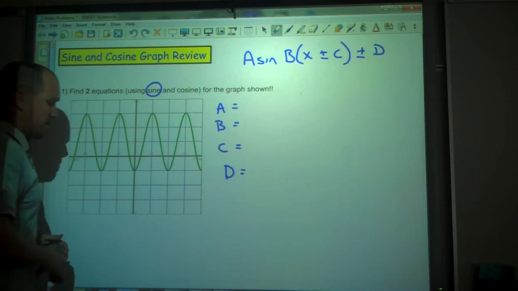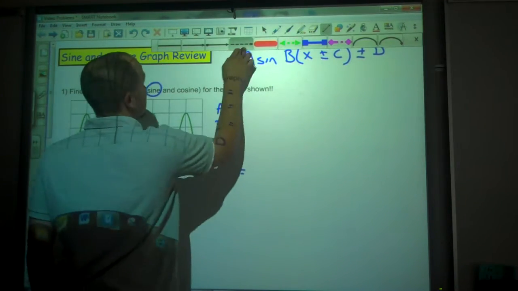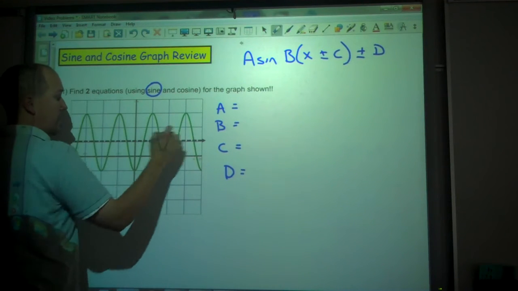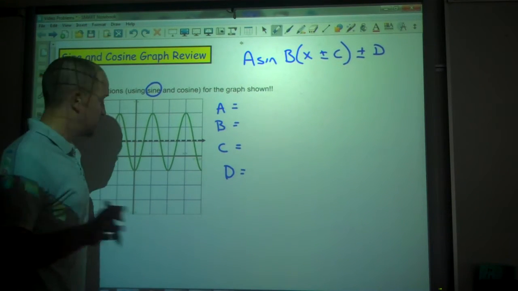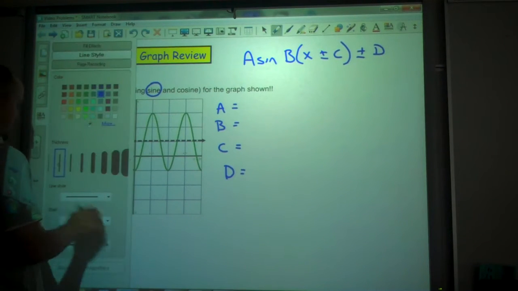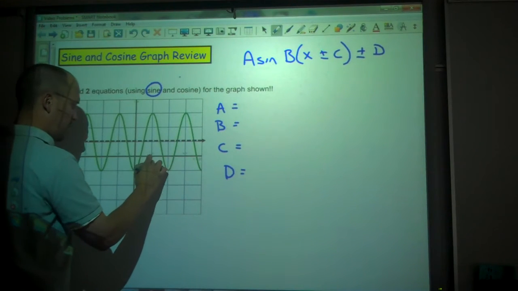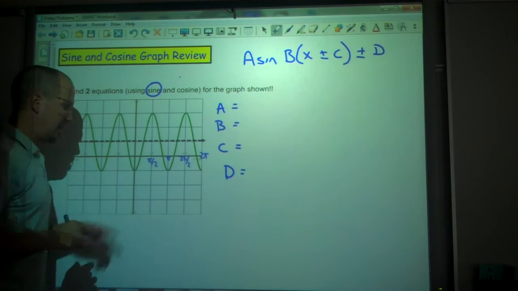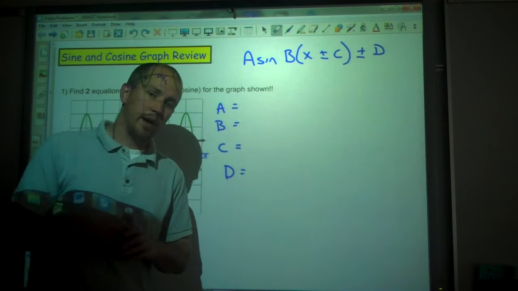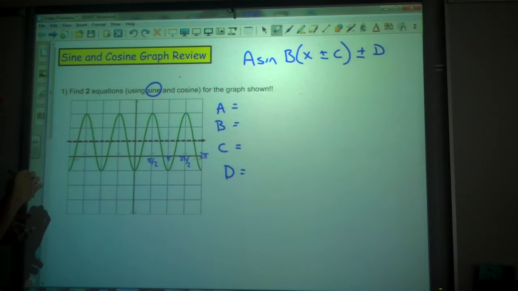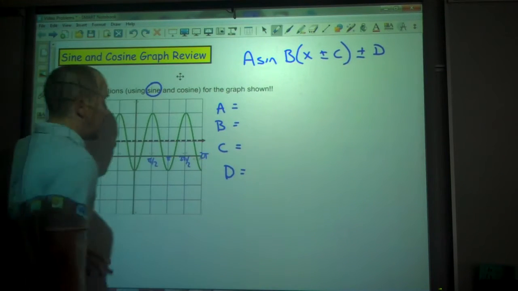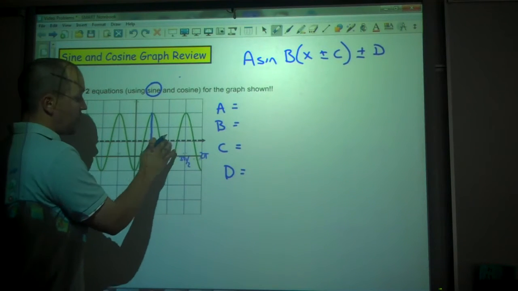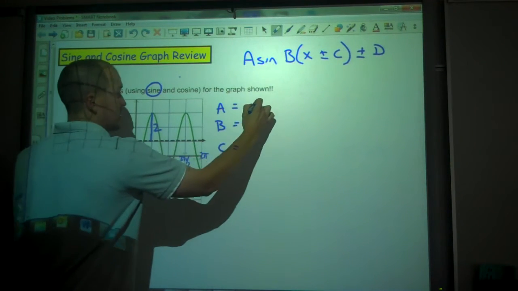Alright, so first of all, what I like to do is I like to sketch a dashed line through the middle of my graph. And before I continue, here's the scale. Okay, so each line represents half a pi. All right, that's important. All right, so my amplitude is just that distance from the middle of the graph to the maximum, or from the middle to the minimum, but it's 2 in this case.